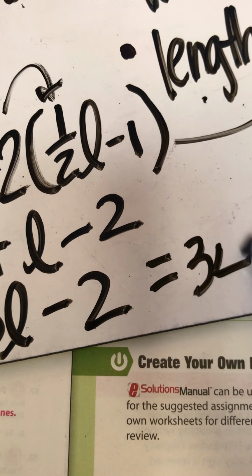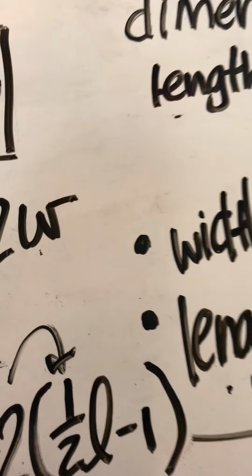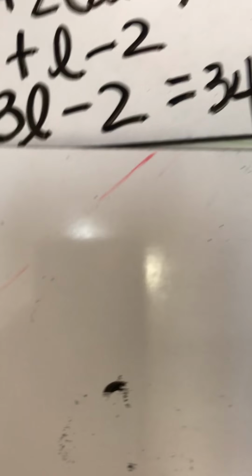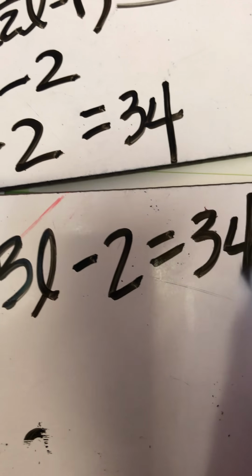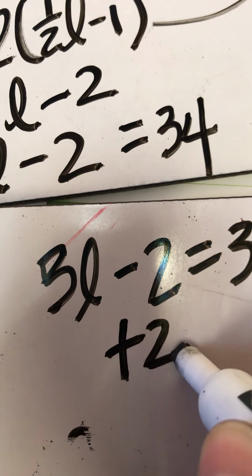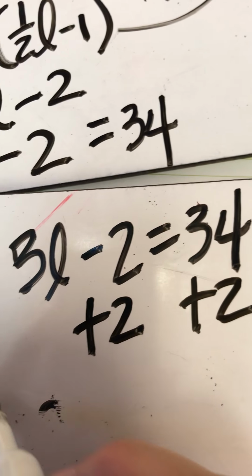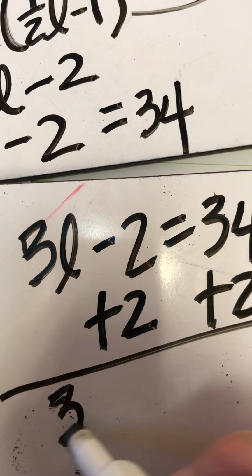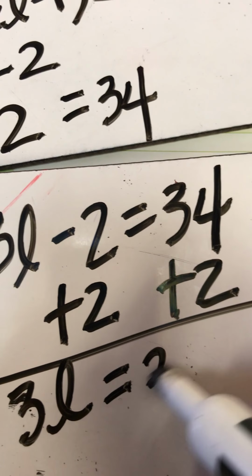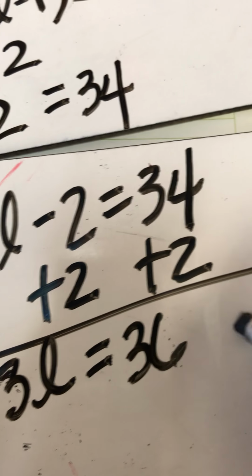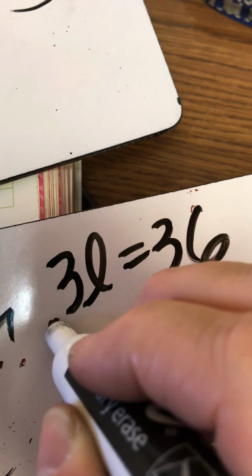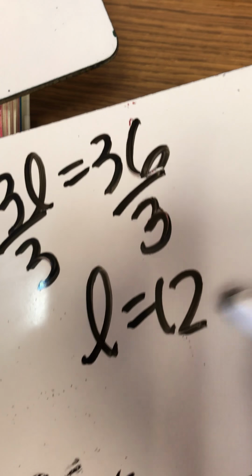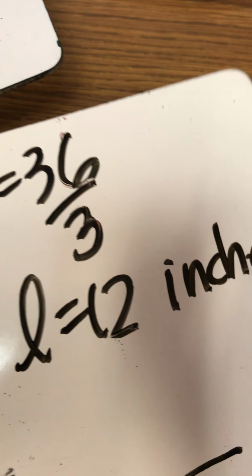I'm running out of room here. Let's see if I can borrow some space with another whiteboard. Alright, so I have 3L minus 2 equals 34. I'm going to add 2 to this side, and I'm going to have to add 2 to this side. We're almost there. 3L equals 36. Then all we have to do now is divide by 3, and now we know that the length equals 12 inches.